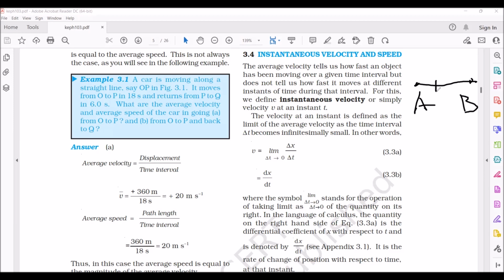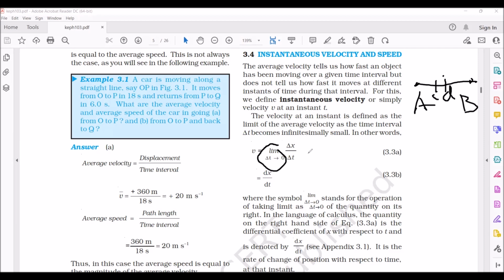But now the question is, we want to know how fast the object is moving at a given time, maybe from this spot to this spot, C and D. So for that, we are defining instantaneous velocity, and assume there is no time change at that particular instant. But in reality, practically we cannot accept that there is no time change. For that, we are using the concept of limits.